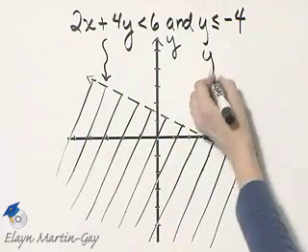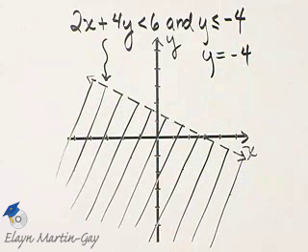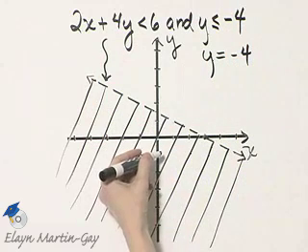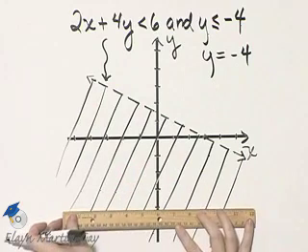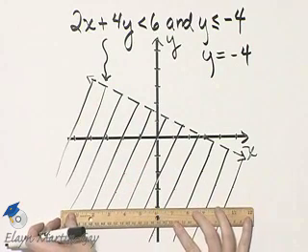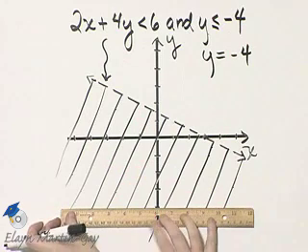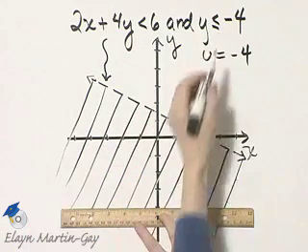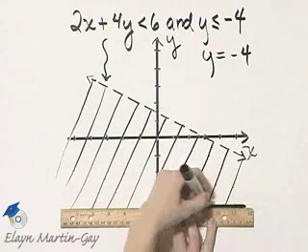So y less than or equal to -4, I first find the boundary line by looking at the corresponding equation, and where is the graph of y is equal to -4? Remember, that's a horizontal line that goes through -4 on the y-axis. And I will draw this as a solid line because my inequality symbol is less than or equal to. So here is the graph of just the boundary line.